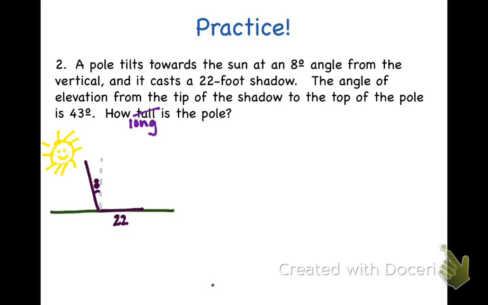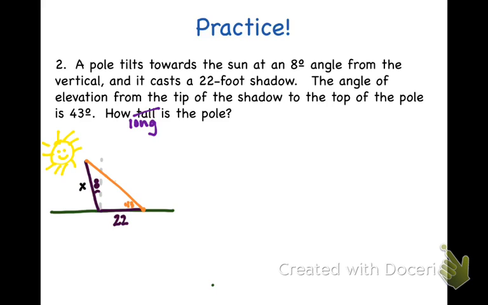It's 22 feet. And it says, okay, angle of elevation from the tip of the shadow, so from down here to the top of the pole. That's 43 degrees. So I'm going to draw that in there. I said my angle of elevation. So that's this angle here. That's 43 degrees. And I want to know how long the pole is. So that's going to be this length here. So they're asking us to find x.